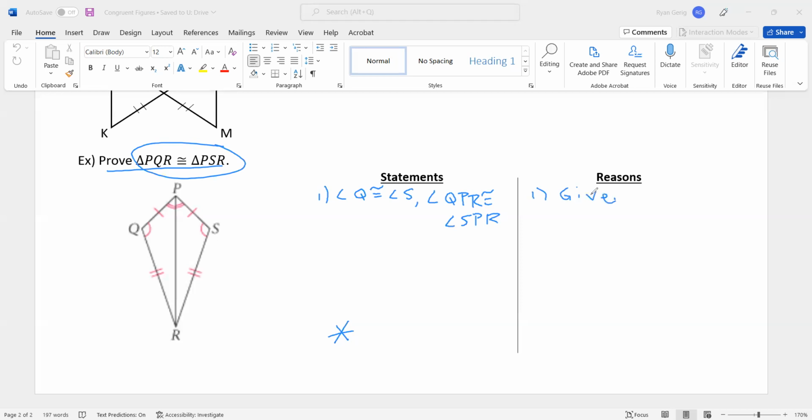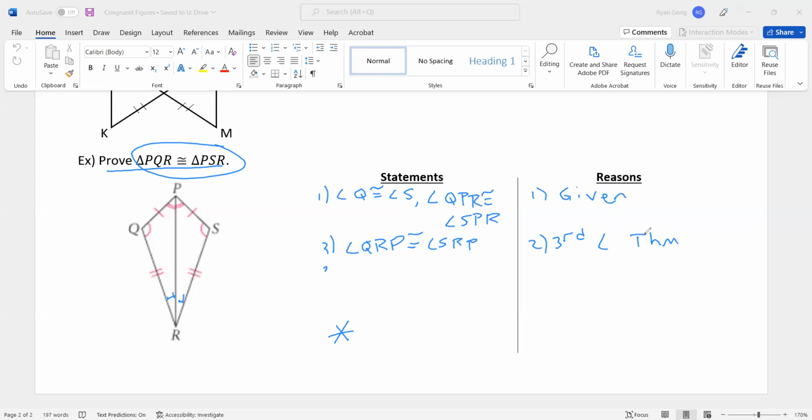Now notice I focused on the angles there. We need one more angle, right? Well, I'll say angle QRP is congruent to angle SRP. Why? Just talked about it. That's the third angle theorem. I've got two angles congruent in the triangle on the left to two angles on the triangle on the right, which means the third angles have to be congruent as well.